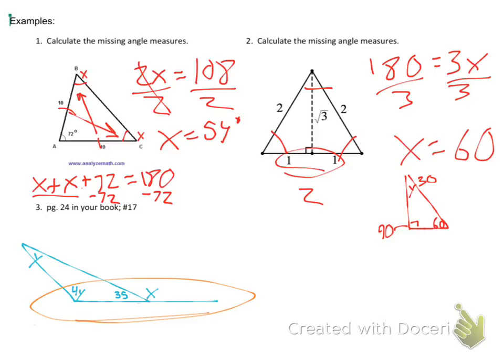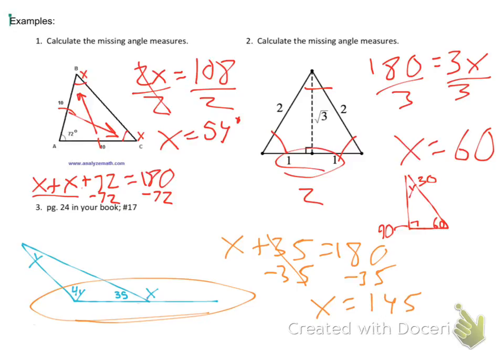It's a straight line. All straight lines are 180. So therefore, what do you know about x and 35? X plus 35 is equal to 180. Right? Yep. So if I subtract 35 from both sides, x is equal to 145. So that means we know that x is 145. Awesome.